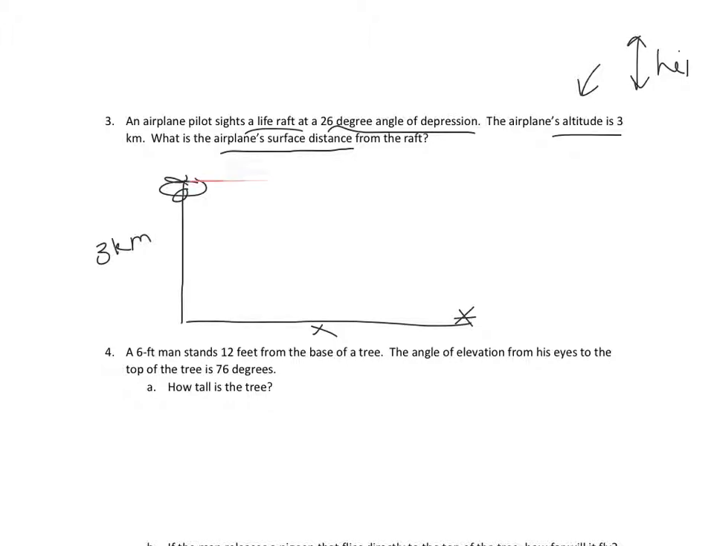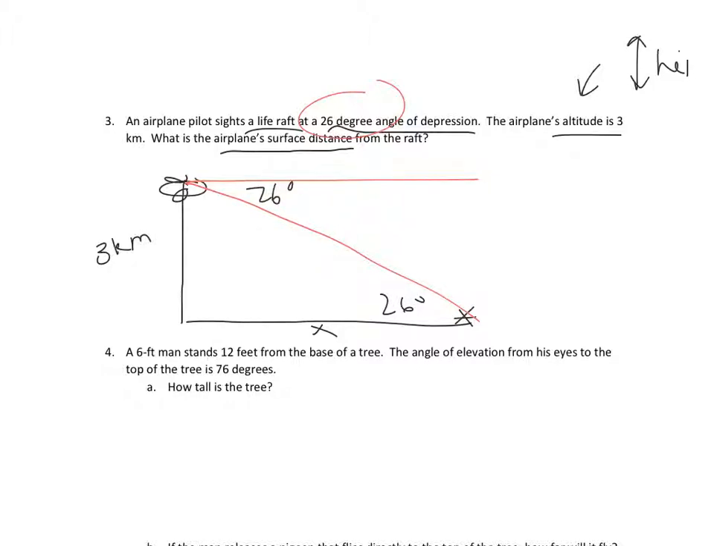So we'll draw our parallel line again. So it's 26 degrees. The 26 degrees is not right here, it's right here. It's touching the parallel lines. So I write this is 26 degrees, this is 26 degrees.